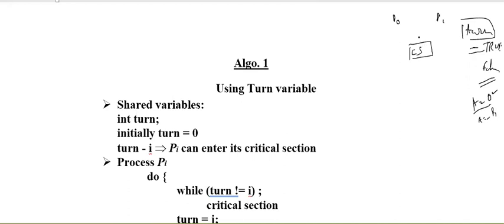So I can take turn equal to 0. If the value of turn is 0, it means P0 can enter the critical section. Why? Because it is saying that this is my turn. If the value of turn is 1, it means this turn is for P1, and P1 can enter the critical section. So if anybody has the turn, we can say that this is my turn or this is your turn.